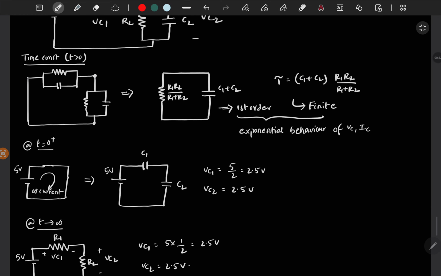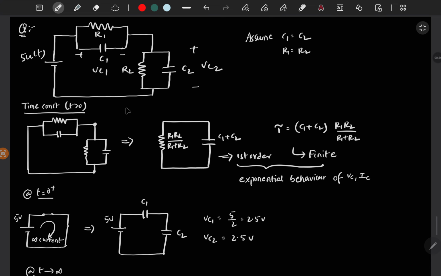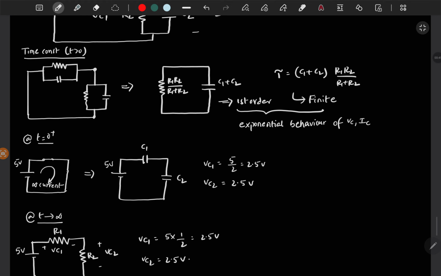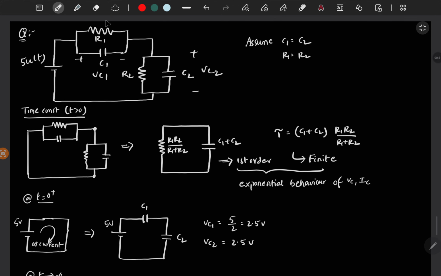So we were in the middle of solving this circuit. Here the circuit was given and we assumed that C1 is equal to C2 and R1 is equal to R2, and we have got the initial voltage and final voltage the same for this circuit. So we'll quickly go through the circuit.